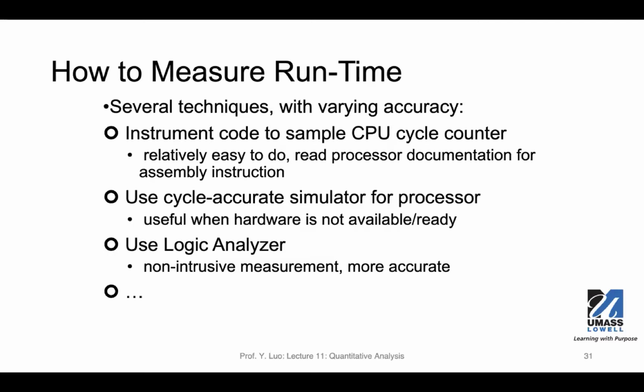This instrumentation code is used to query the hardware counters on the CPU. Most of the modern CPUs have some sort of CPU cycle counters you can read. You can refer to the processor documentation for the assembly instruction and how to use these instructions.